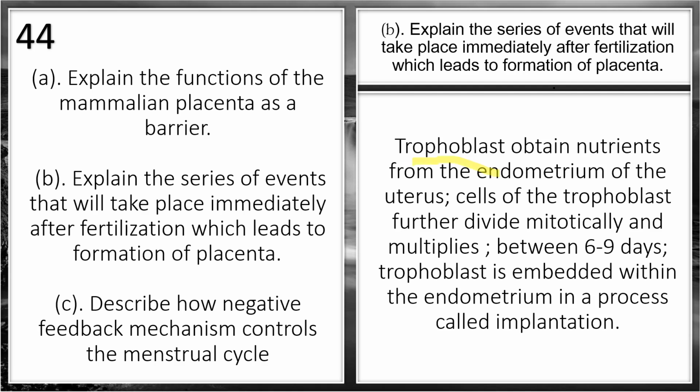Trophoblasts obtain nutrients from the endometrium of the uterus. Cells of the trophoblasts further divide mitotically and multiply between 6 to 9 days. The trophoblast is embedded within the endometrium, in a process called implantation.